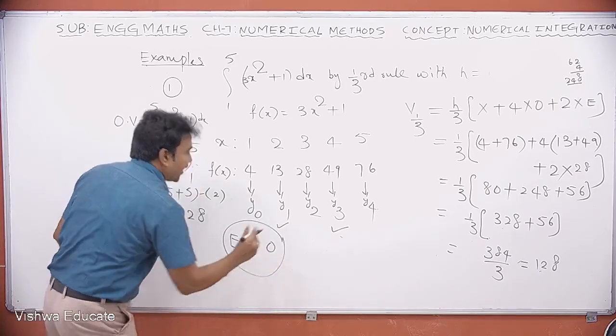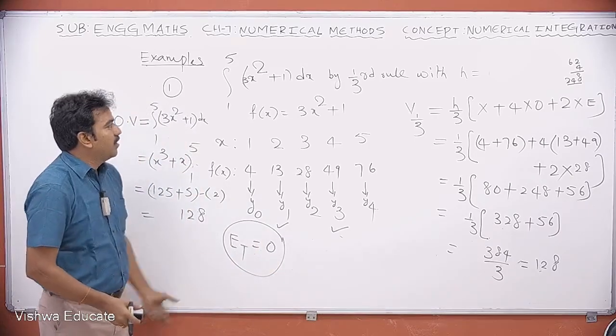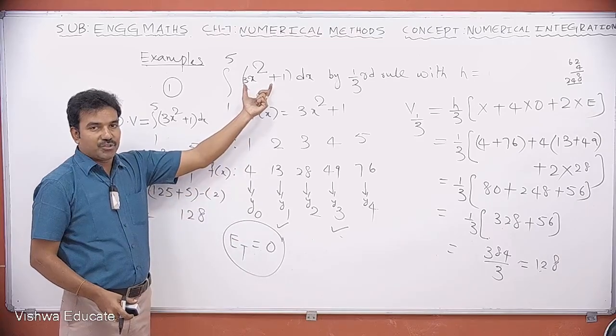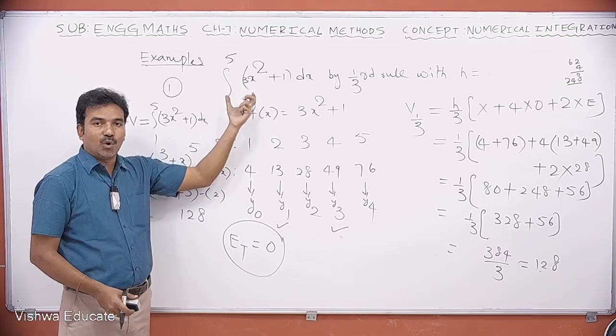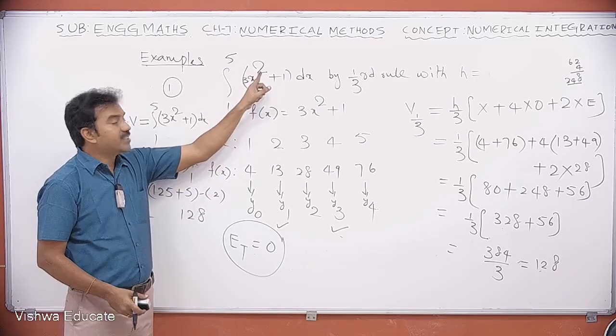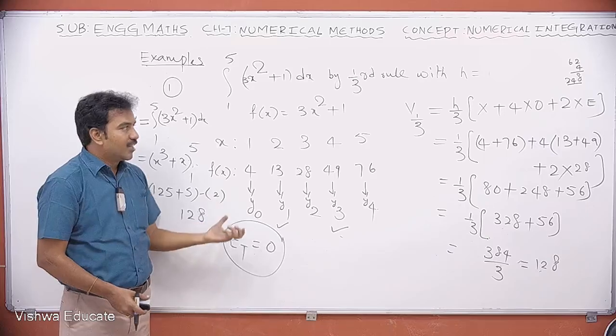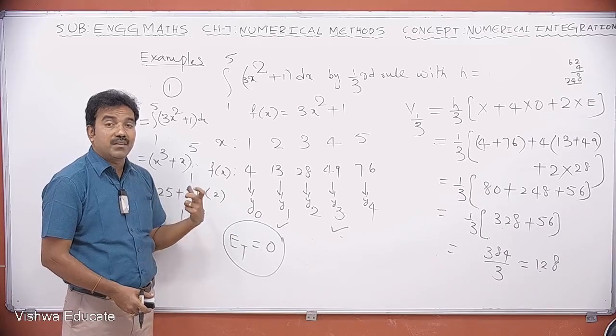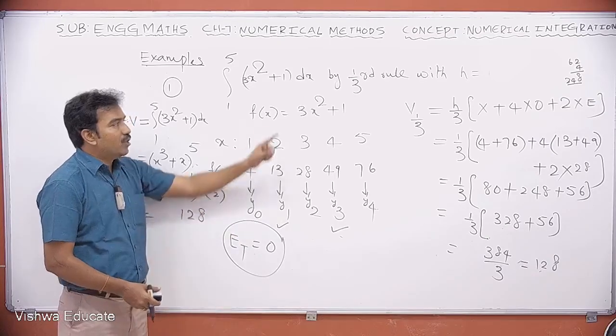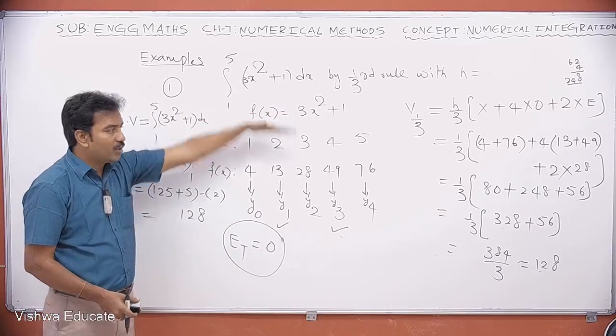Therefore, why we are getting 0 error is that it is a second degree polynomial expression. Simpson's one-third rule gives 0 error for all second degree polynomial expressions, irrespective of the number of subintervals. That's why we always start with the number of subintervals as multiples of 2 when dealing with the one-third rule. Note these points.